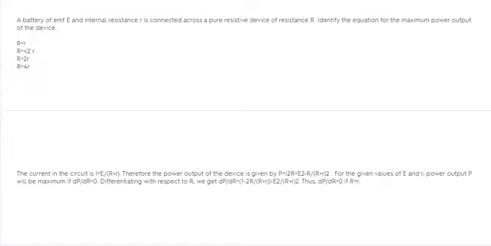The current in the circuit is I equals E / (R + r). Therefore the power output of the device is given by P equals I^2 R equals E^2 R / (R + r)^2. For the given values of E and r, power output P will be maximum if dP/dR equals 0. Differentiating with respect to R, we get dP/dR equals E^2 (r - R) / (R + r)^3. Thus, dP/dR equals 0 if R equals r.